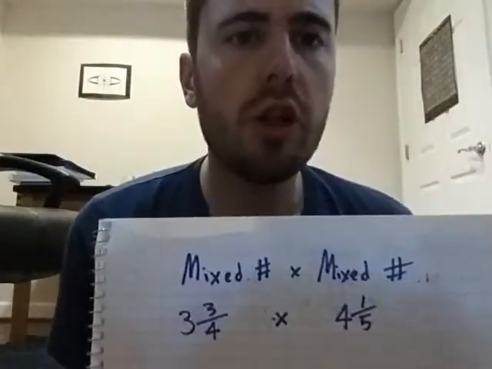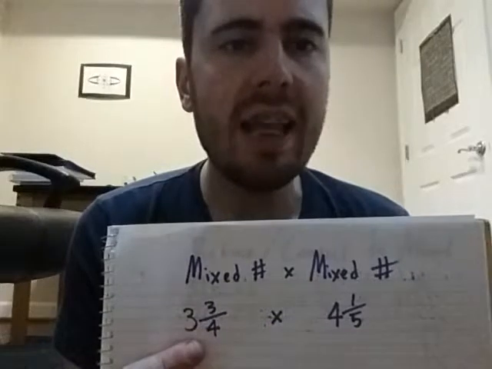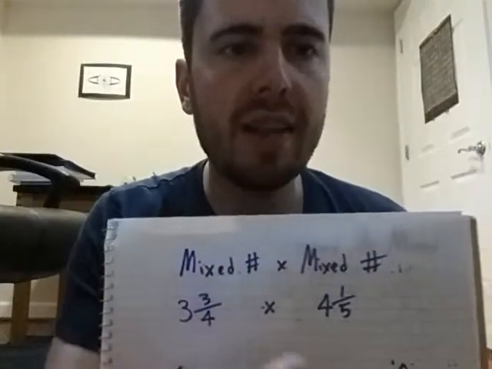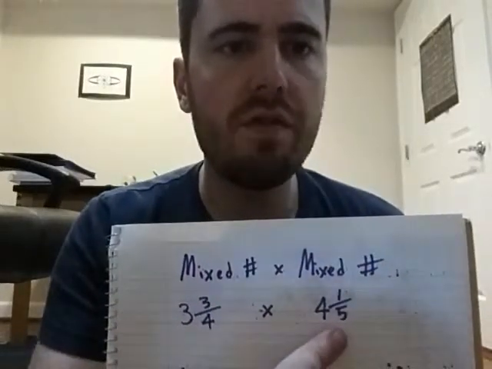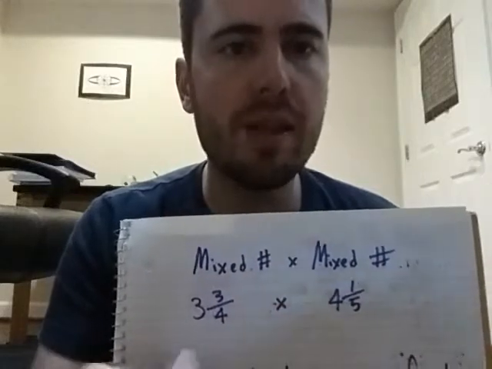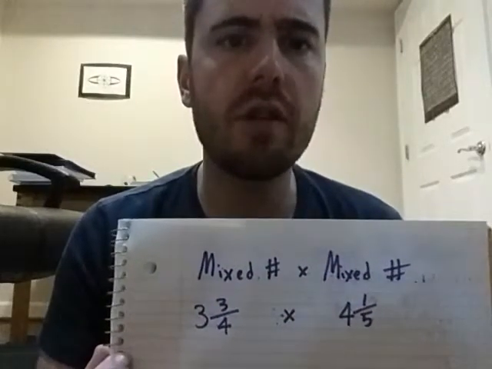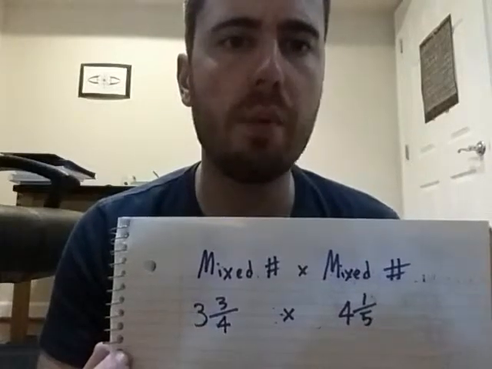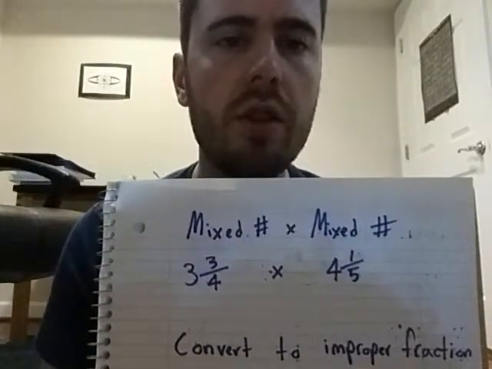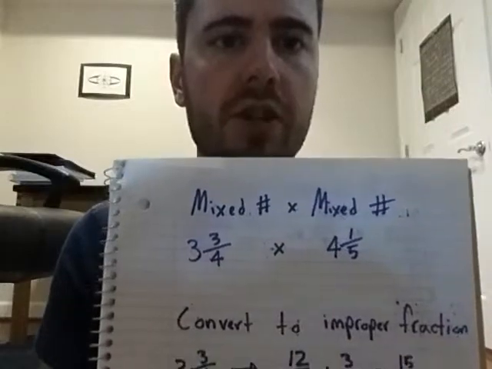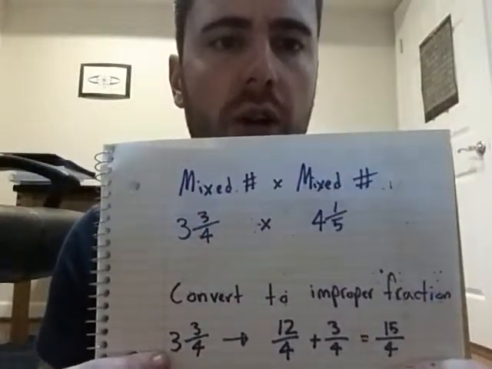So we're going to start out with our two mixed numbers. We have 3 3/4, and we're multiplying that by 4 1/5. So again, we're working with two mixed numbers here. I'm going to use the strategy of converting both of those to improper fractions.